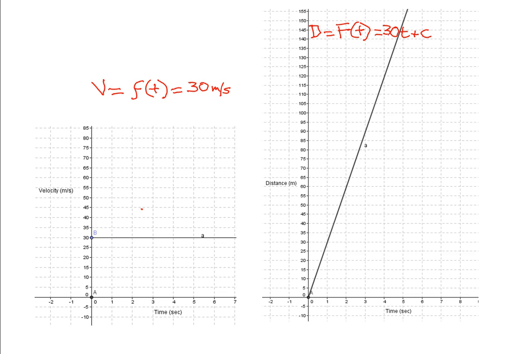Now, let's read off the distances off our distance time graph. From 0 to 1 is from 0 to 30. From 0 to 2, it goes from 0 up to 60. From 0 to 3 is from 0 up to 90. So they're equivalent to the areas underneath our curve over here.